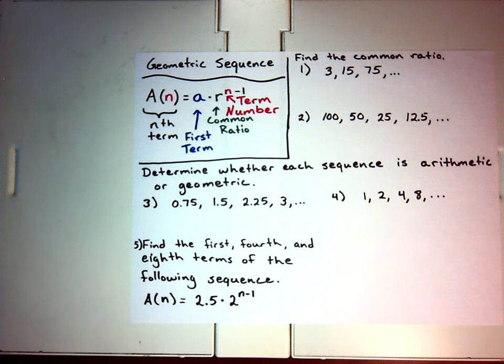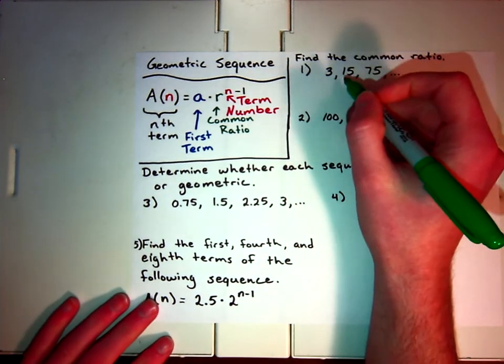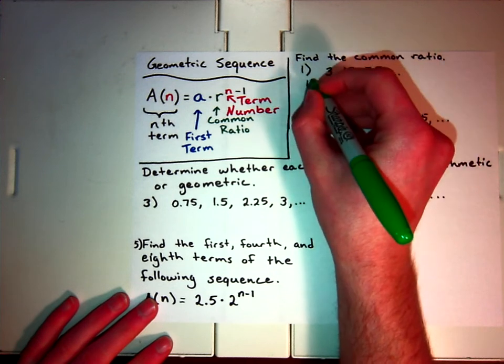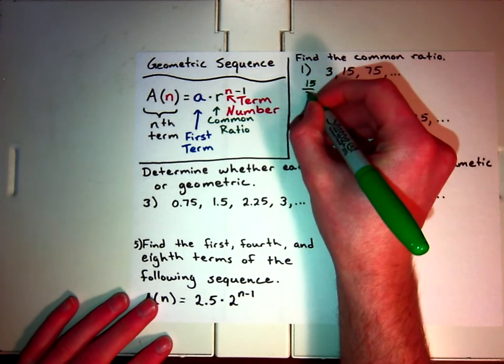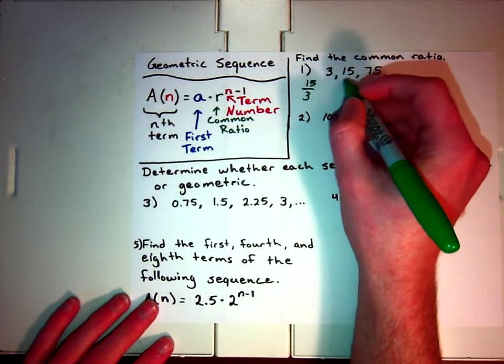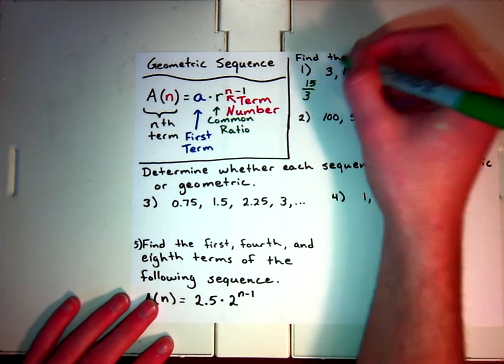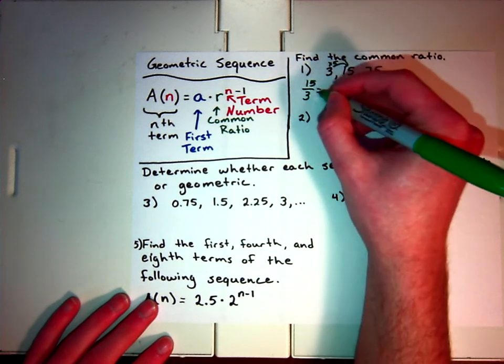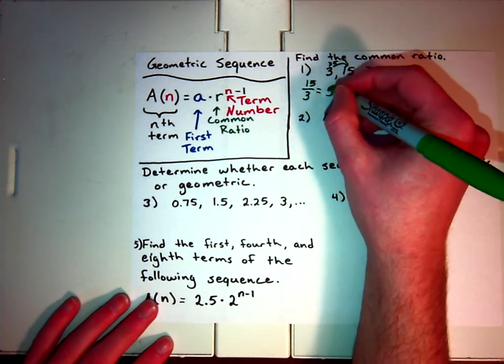In numbers 1 and 2 it says find the common ratio. And how you're going to do that is you're going to take the second number, 15, over 3. So how did this change? This multiplied by 5, and we see that here. 15 divided by 3 is 5.